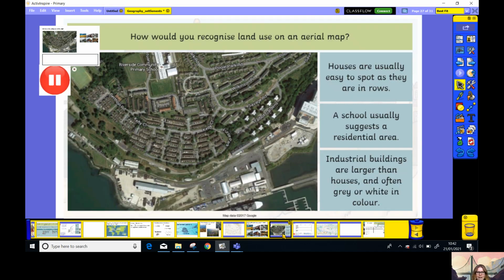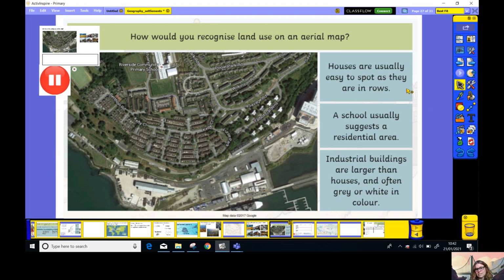Right, so here we have an aerial photograph of some land. You also have this worksheet, which has been uploaded onto Dojo. I'd like you to use that sheet now to look closely at this map. And I'd like you to see what kind of land use you can spot. Look closely at what's been written. Look closely here at the building shapes. Houses are usually easy to spot because they're in roads. Can you see some examples of some houses?